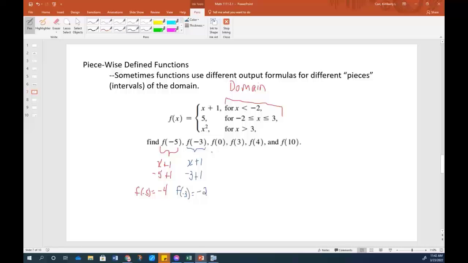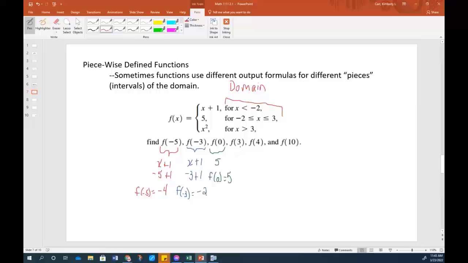f of 0, what is the domain for the 0? Well, 0 is between negative 2 and 3. So the equation I'm supposed to use is 5, which means there is no work to do. f of 0 is 5. It's just that simple.